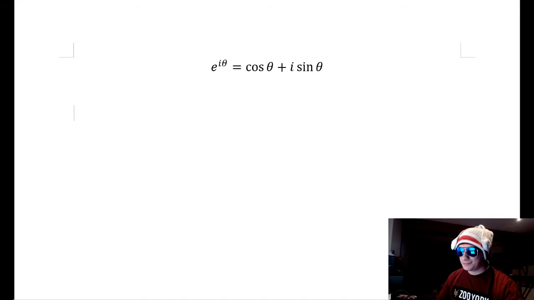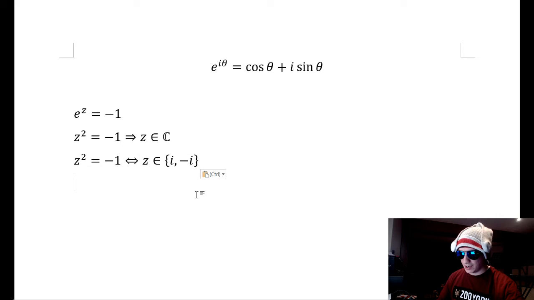Okay, so a simpler question would be to ask if we could find a complex number such that e to the z equals -1. Obviously, we cannot find a real number that does this, because e to the z for any real z is a positive real number. But we know that we can find complex numbers such that z squared equals -1. In fact, we know what these complex numbers are. It's i and -i.